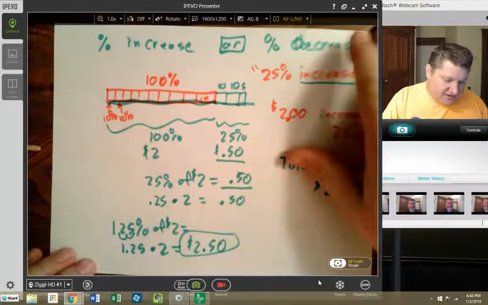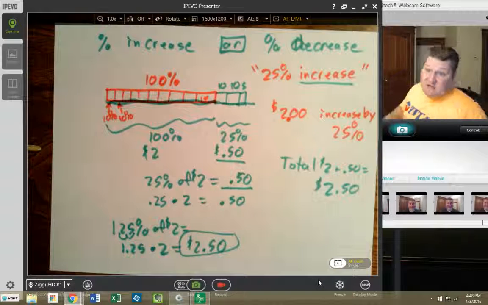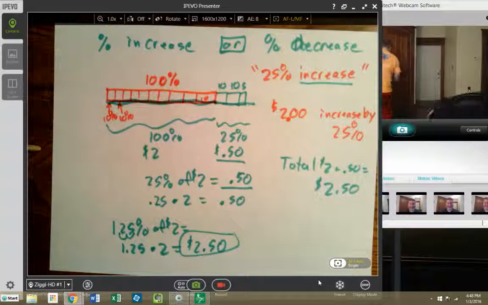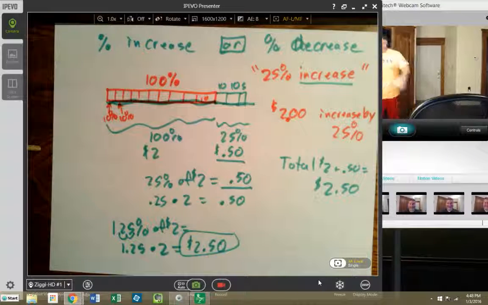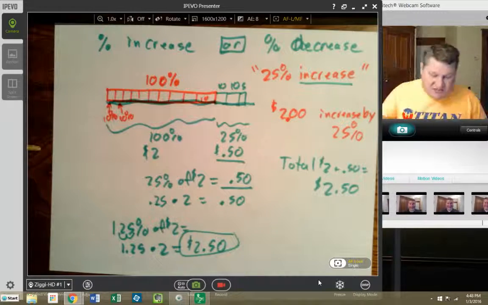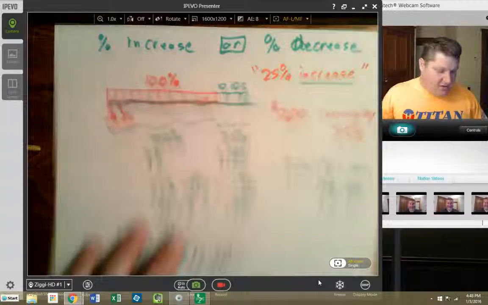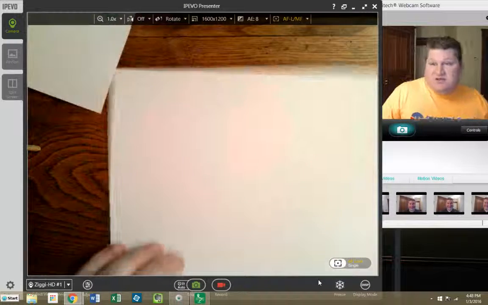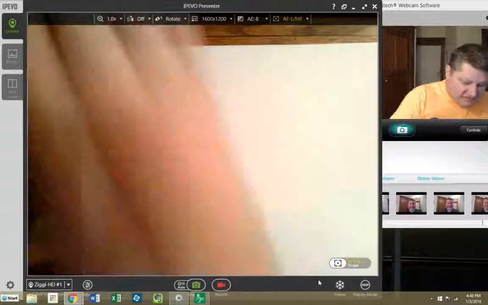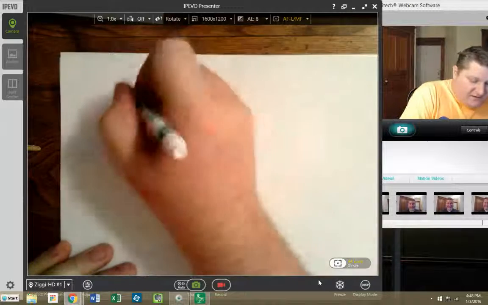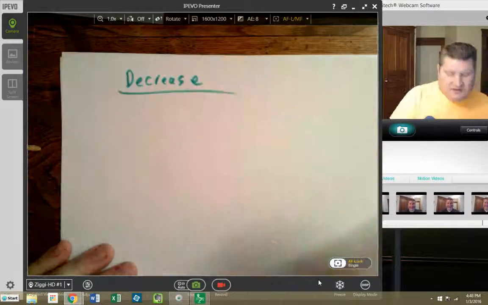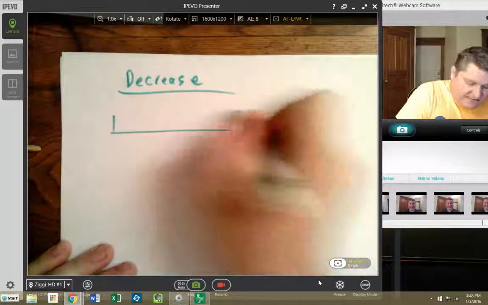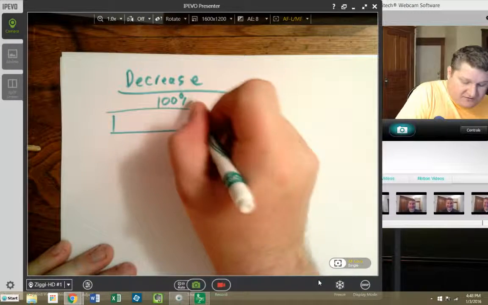Now that's for an increase. What if I wanted a decrease? I need more paper. Riveting educational video when I have to go get more paper. Okay. So if I want a decrease, let's think about this a second. For a decrease, it's going to be very similar but somewhat different. Let's take our 100%. Here you go, 100% right there.